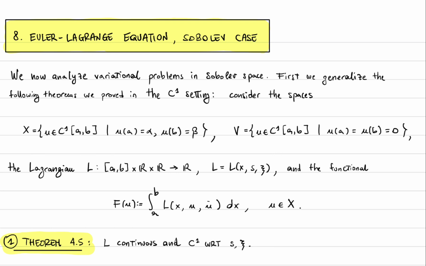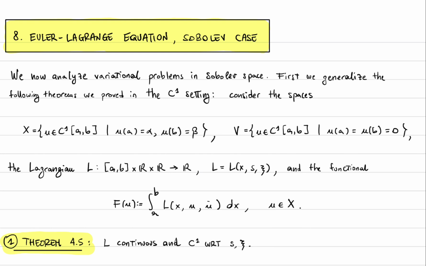And the Lagrangian, which is defined from [a,b] times R times R into R, and we denote these three variables with the letters x, s, and psi respectively. And with this we can define the functional F on the space X, which is just the integral from a to b of L computed in x, u(x), and u dot(x), integrated with respect to the one-dimensional Lebesgue measure.